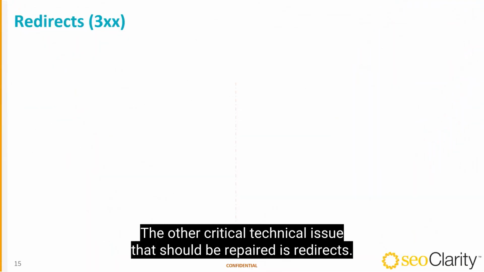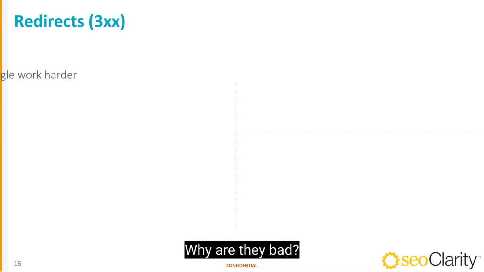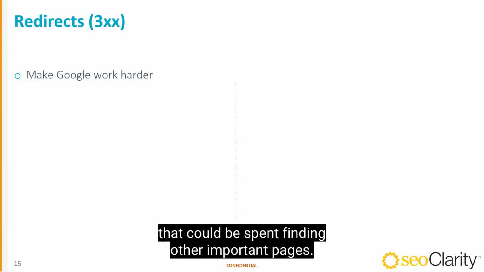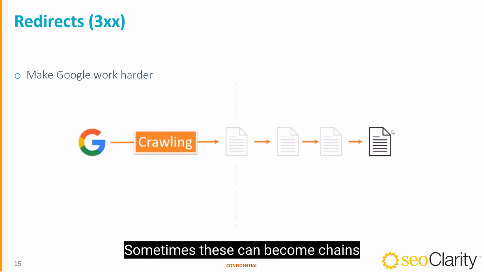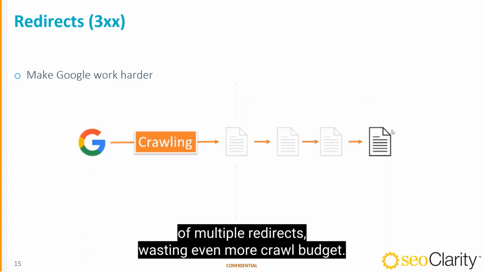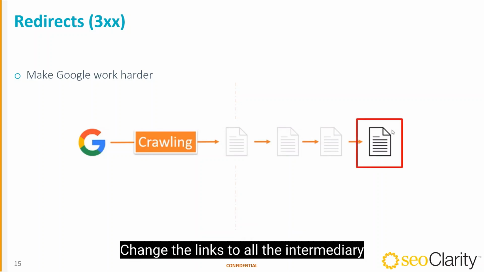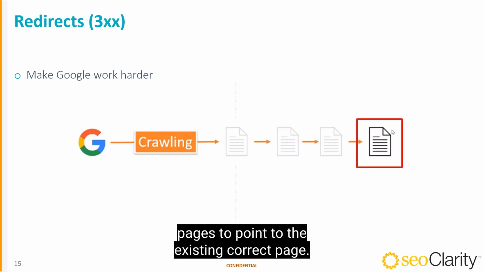The other critical technical issue that should be repaired is redirects. Why are they bad? For one thing, they make Google work harder, wasting precious crawl budget that could be spent finding other important pages. Sometimes these can become chains of multiple redirects, wasting even more crawl budget. The solution is simple. Change the links to all the intermediary pages to point to the existing correct page.